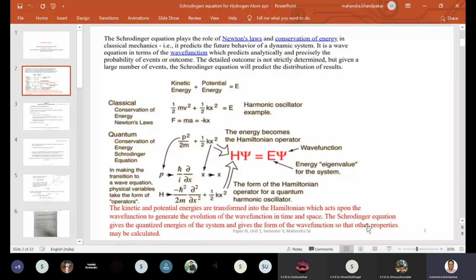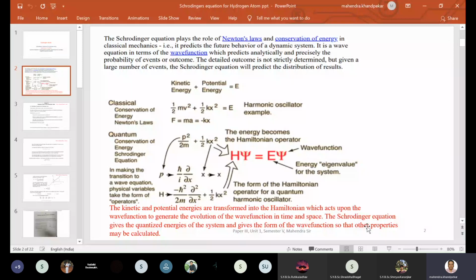So what we have seen is that the kinetic and potential energies are transformed. The left hand side has been transformed into the Hamiltonian, which acts upon a wave function psi to give us the evolution of the wave function in space and time, that is, the energy eigenvalues. The Schrodinger's equation gives quantized energies of the system and it gives the form of the wave function so that almost all the properties of the system may be calculated.